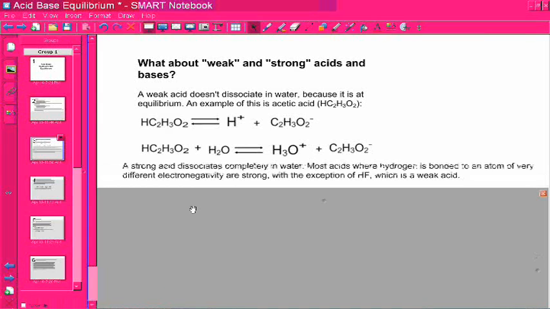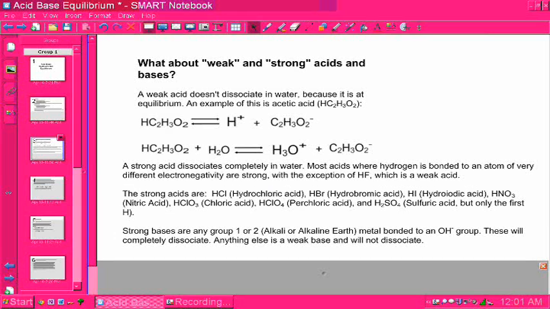A strong acid dissociates completely in water, or in an aqueous solution. Most acids where hydrogen is bonded to an atom of very different electronegativity are strong, with the exception of hydrofluoric acid, which is a weak acid. This is due to the small size of the fluoride ion, which holds hydrogen stronger than other halides. This makes an unstable conjugate base, which I'll explain more of later. Basically, it's due to intermolecular bonds.